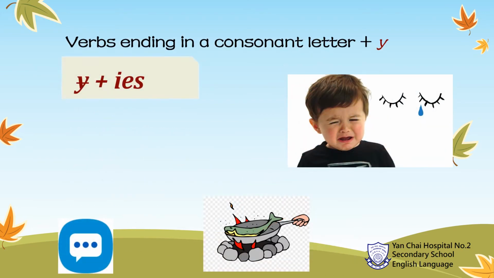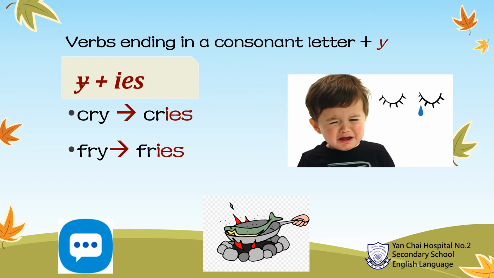For verbs ending in a consonant letter and y, we will delete the y and replace it by ies. For example, the word cry, we will delete the y and replace it by ies. It becomes cries. For the word fry, it is the same case, it ends with y, so we delete it and replace it by ies. Reply, we delete the y and replace it by ies and become replies.